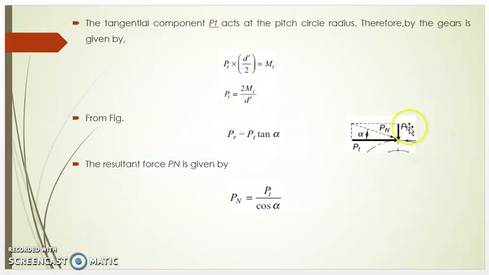Therefore, from this figure, tan alpha is equal to Pr upon Pt. Therefore, Pr is equal to Pt tan alpha. Therefore, substituting the value, the resultant force Pn is given by Pn is equal to Pt upon cos alpha.